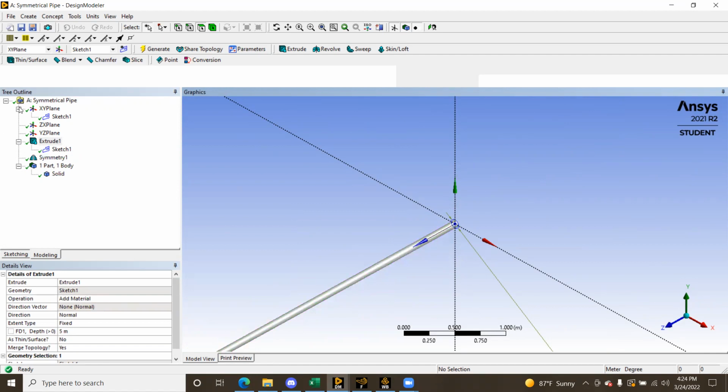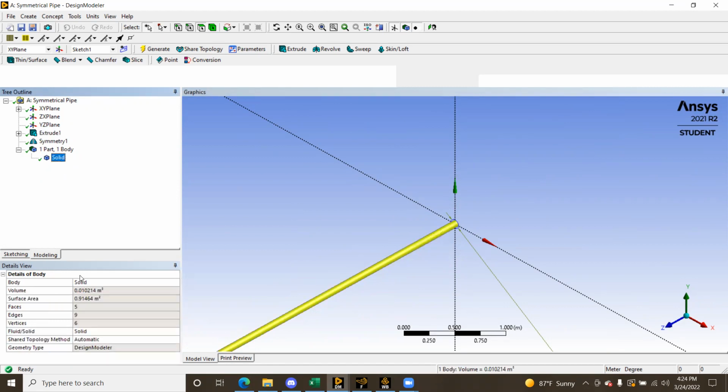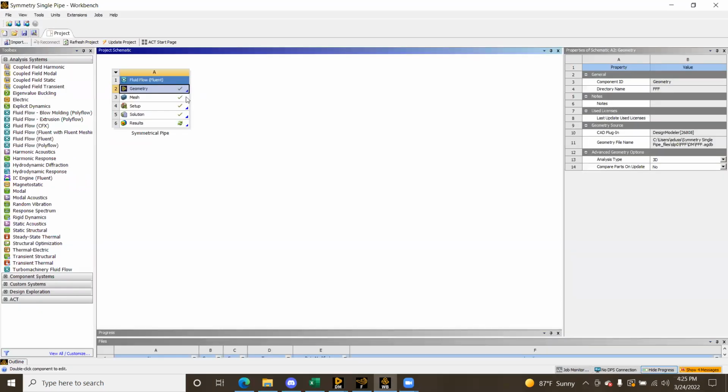So the geometry is pretty straightforward, I think. It is a solid body, so I'm not entirely sure what would happen if we change that to a liquid, or I'm sorry, a fluid instead. So let's proceed from there to the mesh.